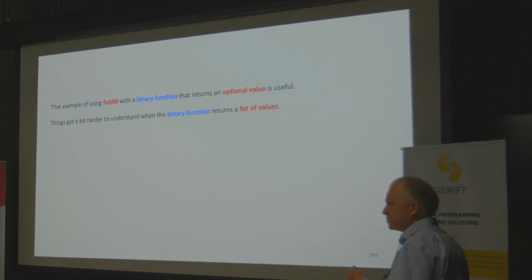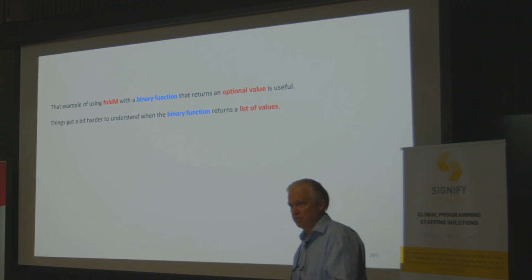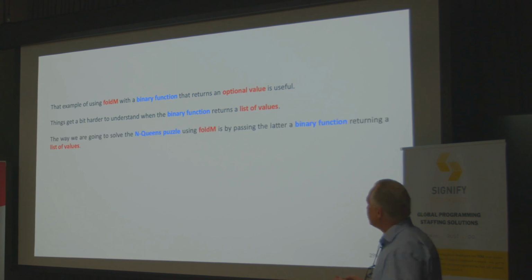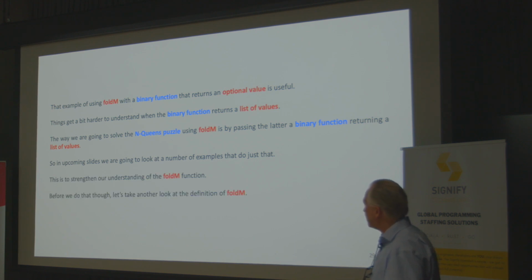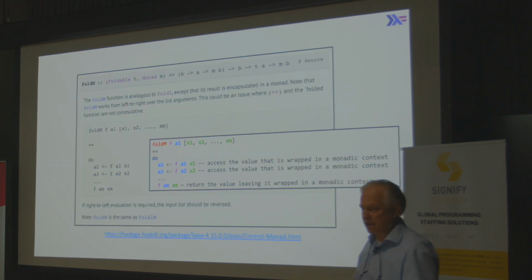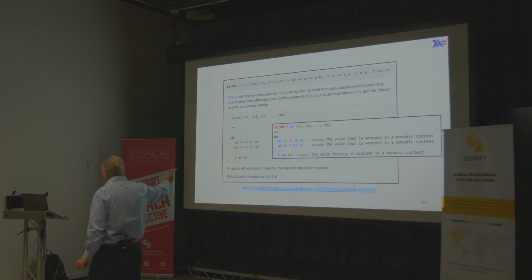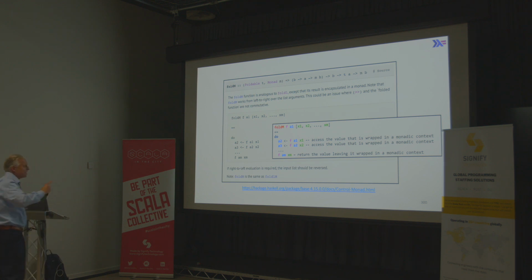The thing is, that's precisely what we need to do to solve the n-queens puzzle. So we're going to look at three examples of using foldM where the monadic context is a list. Before we do that, let's look at the definition of foldM again. If we look at the pseudocode in the bright white box, foldM takes a binary operation f, an initial accumulator, and a list of elements.